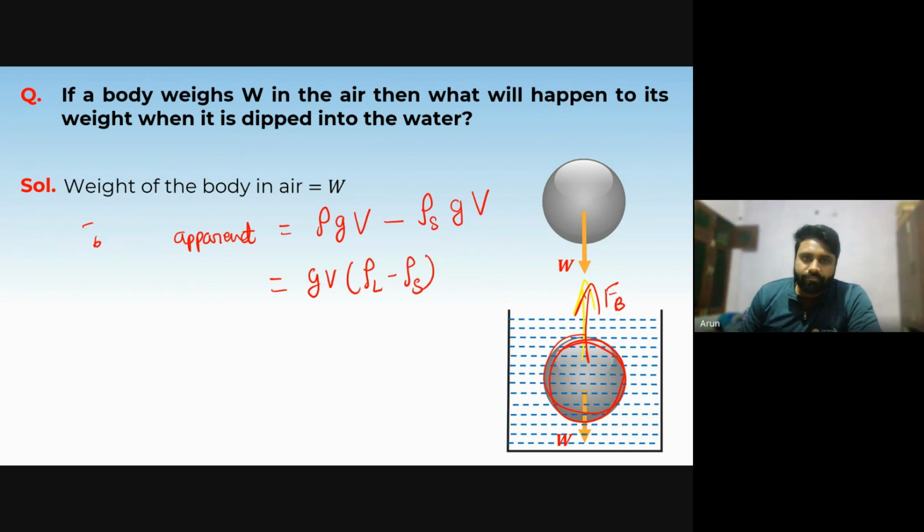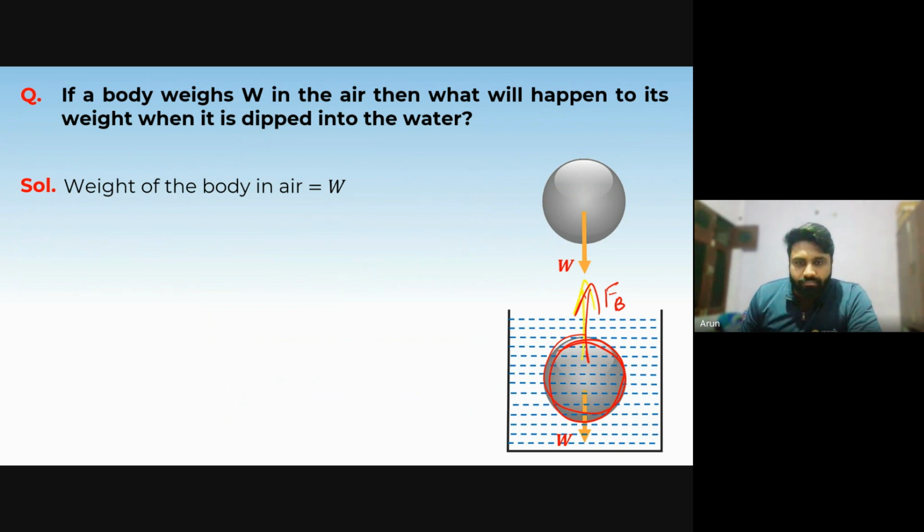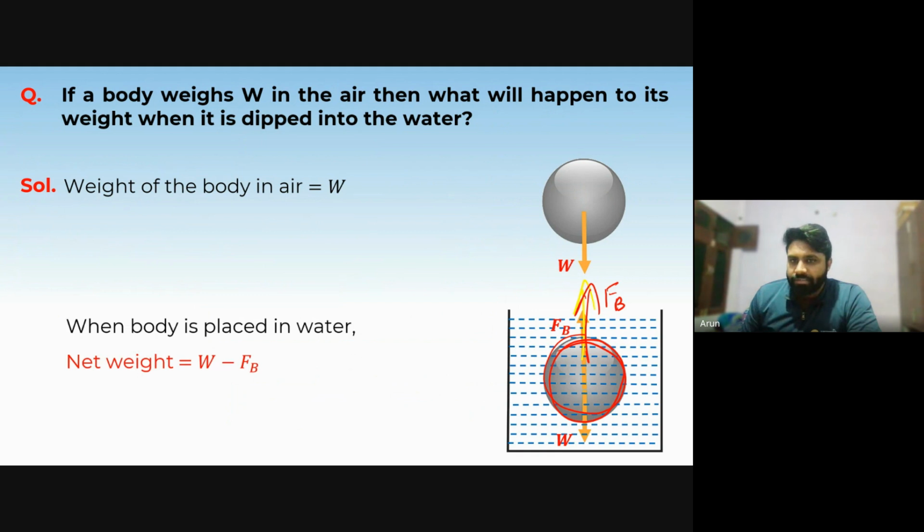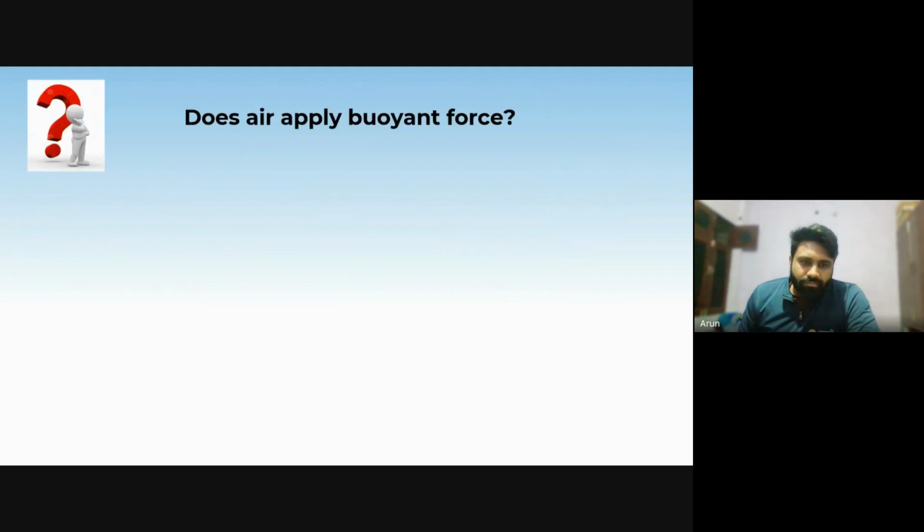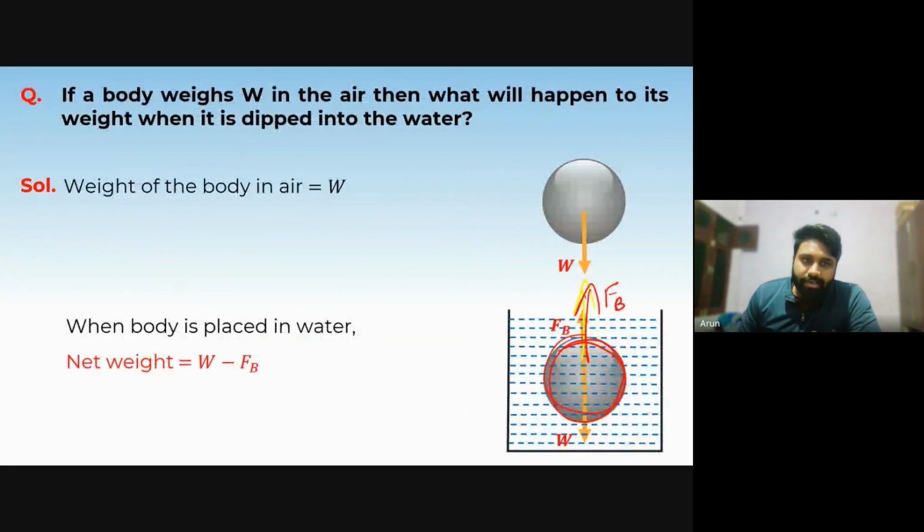Okay. Now, according to this question, I have weight minus FB, which is the buoyant force. So in this question, the net weight or the apparent weight of this object will be W minus FB or FB minus W, depending on the densities.